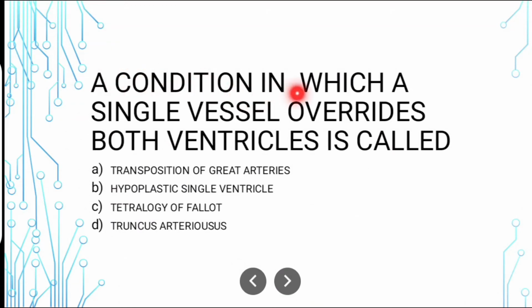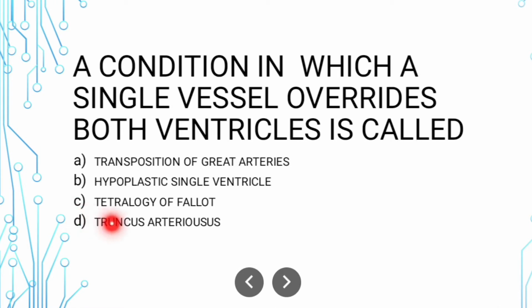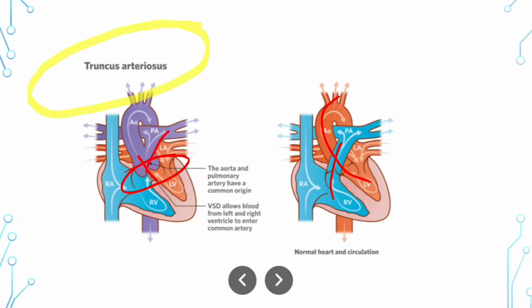A condition in which a single vessel overrides both ventricles is called transposition of great arteries, hypoplastic single ventricle, tetralogy of Fallot, truncus arteriosus. The answer is option D, truncus arteriosus. Truncus arteriosus. In this condition, the aorta and pulmonary arteries have a common origin and one valve.